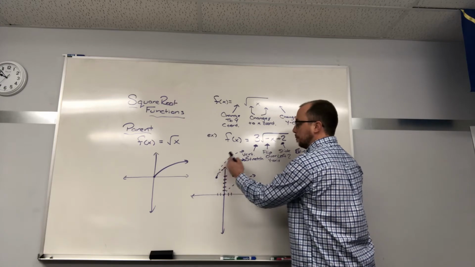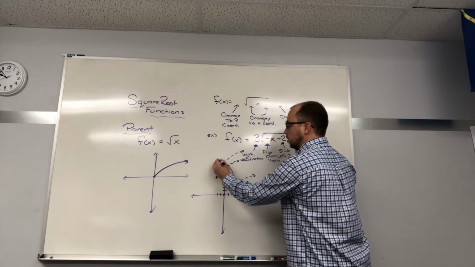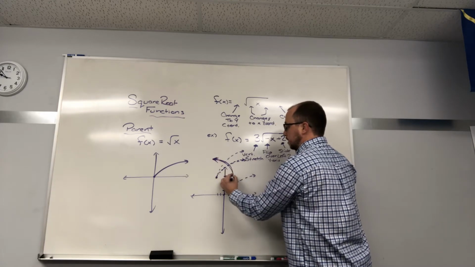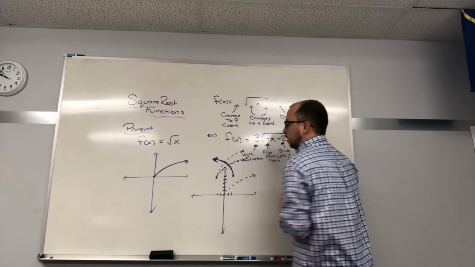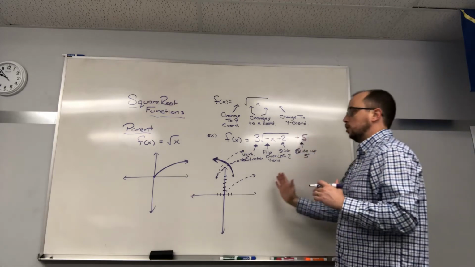And instead of going up and to the right, when I mirror this or flip it over, it's now going to go up and to the left. So it's generally going to look like this. Now, is that exact? Is that perfect? No. But we're looking for a general idea of what this square root function is going to look like.